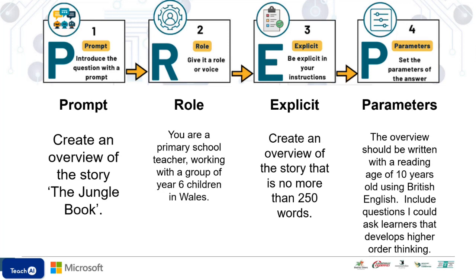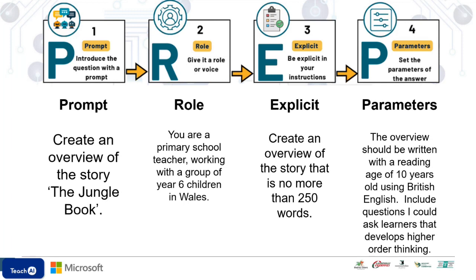So I'm going to start off with my prompt. I'm going to introduce the question to my generative AI with a prompt. So my prompt is going to be, I'm going to ask the AI tool to create an overview of the story, The Jungle Book. So I'm going to exactly ask it what I need it to do. I'm then going to give it a role. So I'm not going to ask it, I'm going to tell it that it's a primary school teacher working with a group of year 6 children in Wales. So now it has that role, it understands who it's thinking about and what it's generating that prompt for.